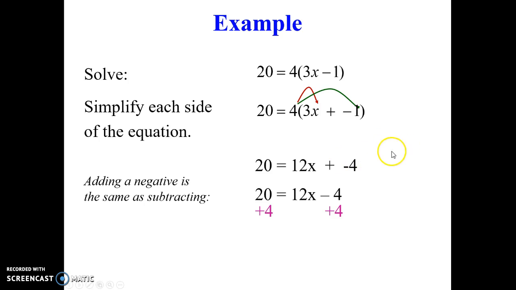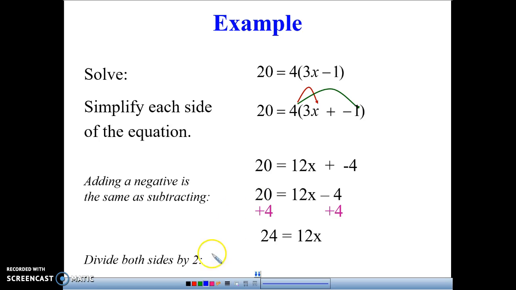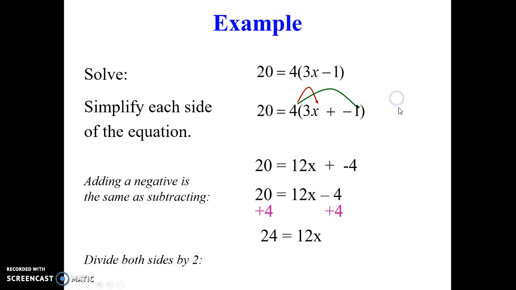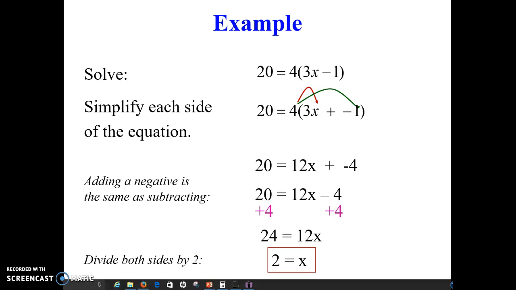All right, 20 plus 4 is 24. Over here, negative 4 plus 4 is a 0 pair. All right, what's preventing x from being by itself? Multiplication by 12. How do you undo multiplication by 12? Yeah, you divide both sides by 12. Divide this side by 12, and you get x equals what? Yeah, we get x equals 2.